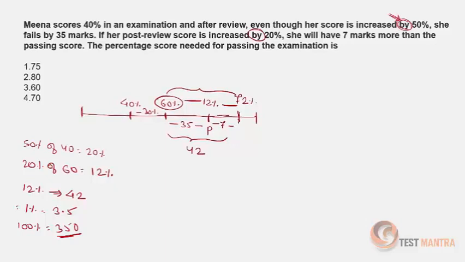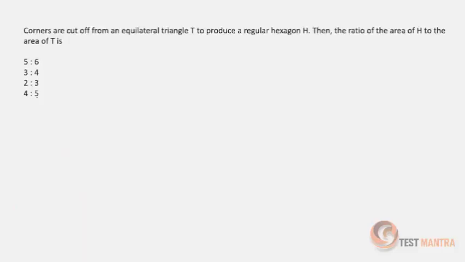Now according to the question, the percentage score needed for passing the examination. So 72% is 7 marks more than the passing mark, and as we have seen, 1% is equal to 3.5, so this 7 marks should definitely be equal to 2%. So if I reduce it by 2%, this figure is supposed to be nothing but 70%. My value will be 70% here.